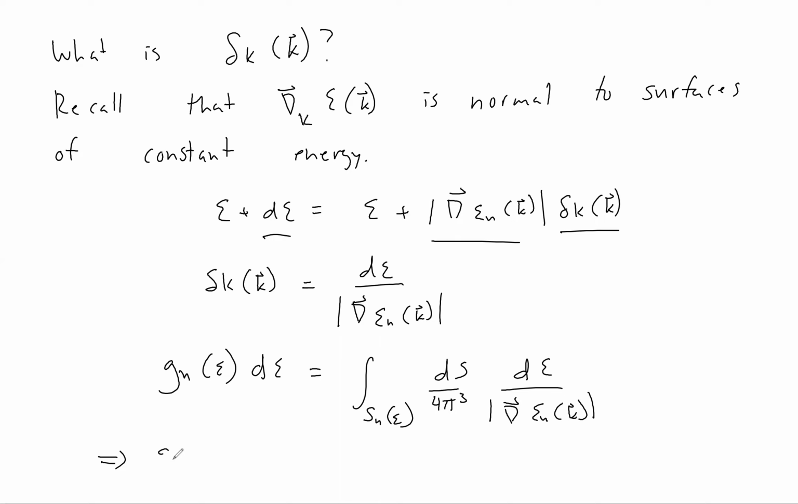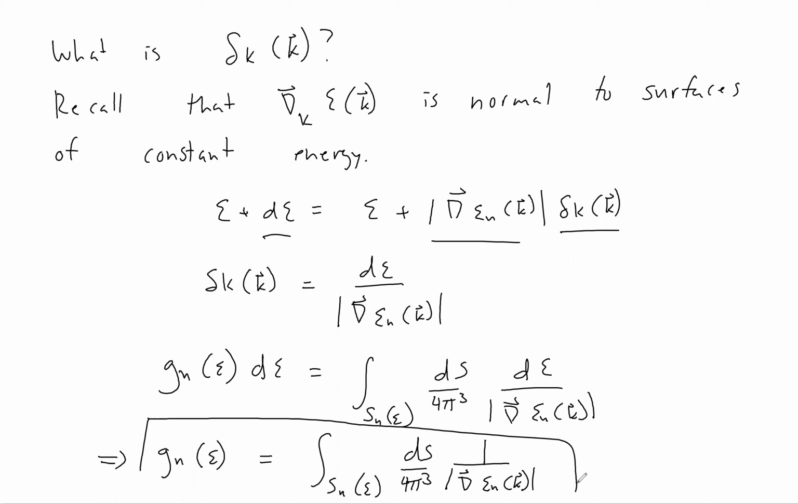Thus, the density of states at the nth band is equal to the surface integral of 1 over the absolute value of the gradient of E. Okay? This will be important later on in the course. This is the formal definition for the density of states of Bloch electrons in the nth band. For now, let's talk about something called Van Hove singularity.